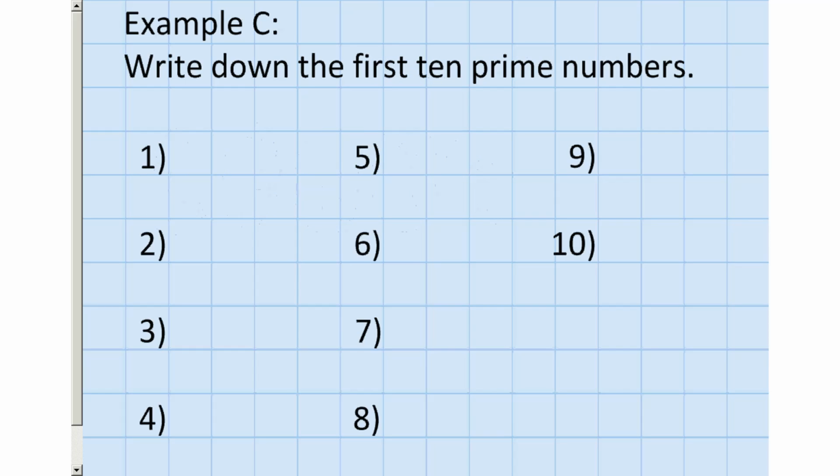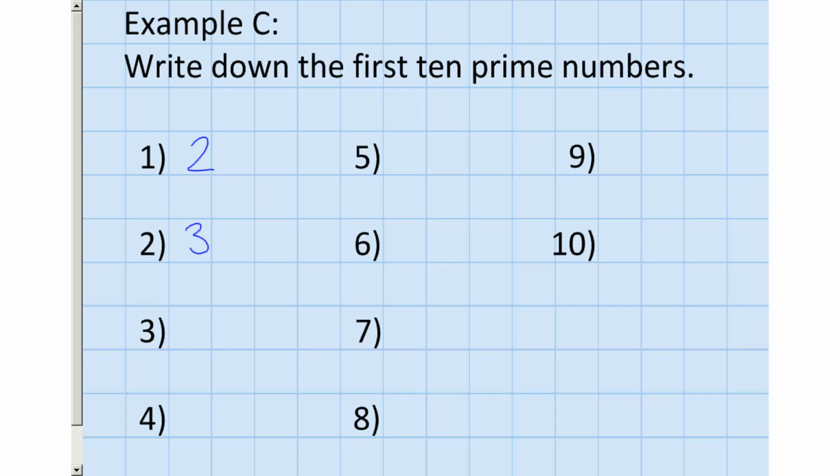Okay, write down the first 10 prime numbers. So we're looking now for the numbers that can only be divided by 1 and themselves. Now do not get caught out, do not start with 1. Yes, 1 can only be divided by 1 and itself, but 1 is not a prime number. It has to have 2 factors, and 1 only has 1 factor, itself. So the next prime number is 2. 2 can only be divided by 1 and itself, so 2 is a prime number.